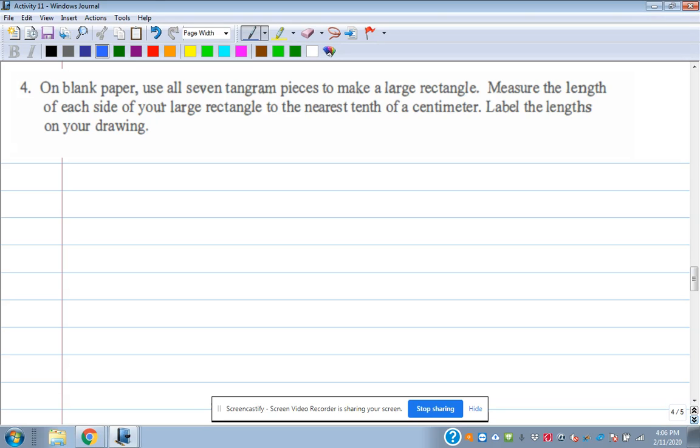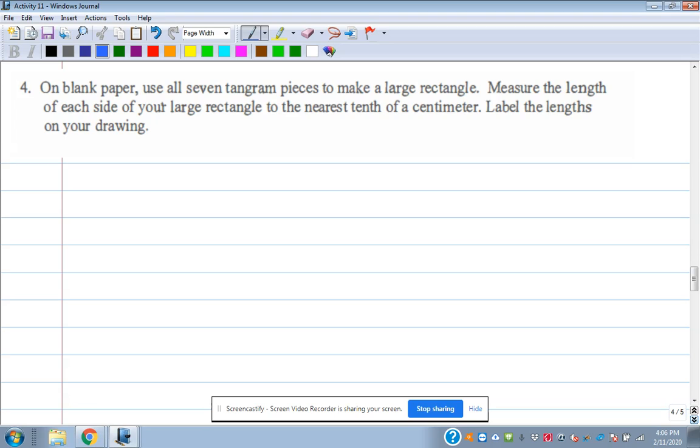On blank paper, use all 7 tangram pieces to make a large rectangle, and then measure the size of that. So we're going to take our tangram pieces, and we're going to build a rectangle. So find yourself a piece of paper. Just a piece of notebook paper is fine. And you're going to make a large rectangle. Yours may not match your buddy's, okay? It's okay. So we're just going to take those and try to make that rectangle.